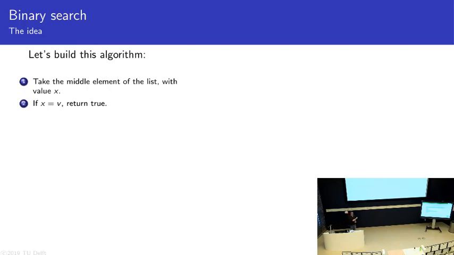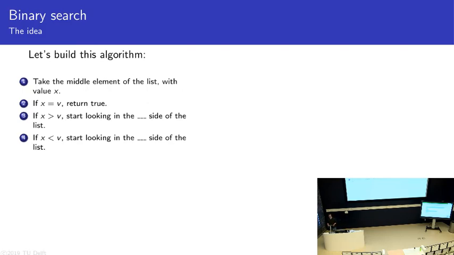And this is where my library strategy comes in. If this was the Baldacci book, I had to continue, I had to move forward. If this was the Pullman book, I had to move backwards. So if x is larger than v, then I need to go to some side of the list. And if x is smaller than v, I need to go to some side of the list. Let's see which goes where.